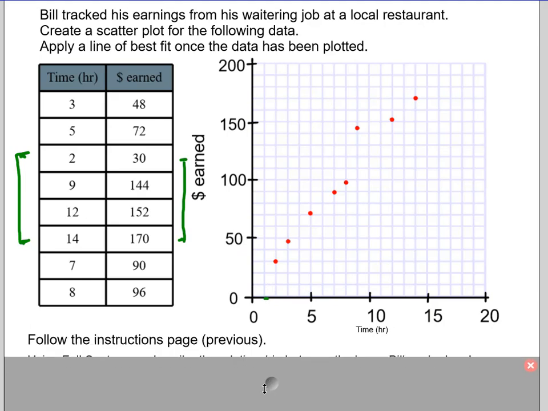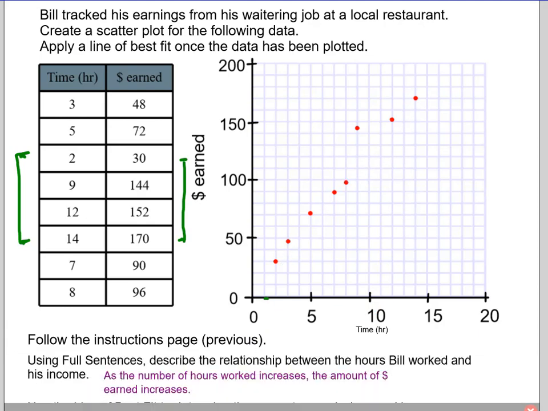So I followed the instructions on the previous page. I've set up my graph. I've plotted my information here. I'm going to do a line of best fit in a second. But if we had to describe the relationship, we would say, as the number of hours worked increases, the amount of dollars earned increases. That's very similar to what we've done in the past linear sections. So now we have to do this line of best fit thing.